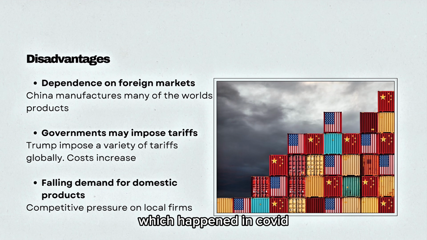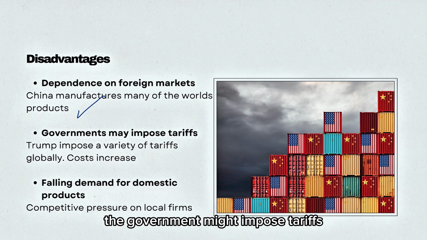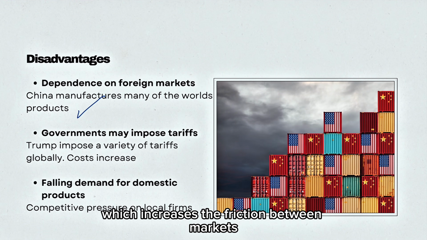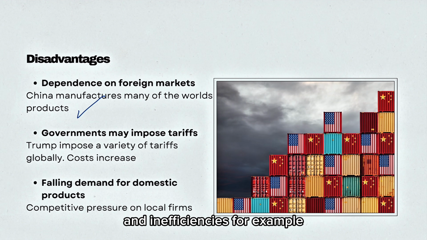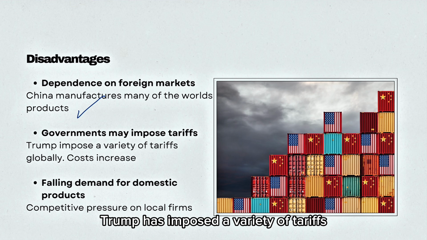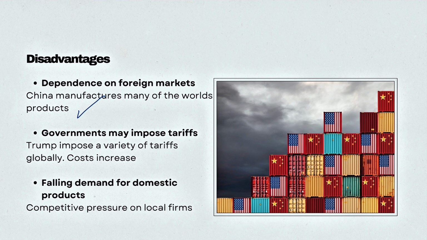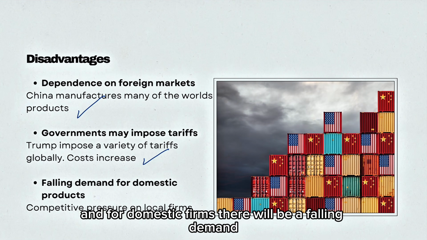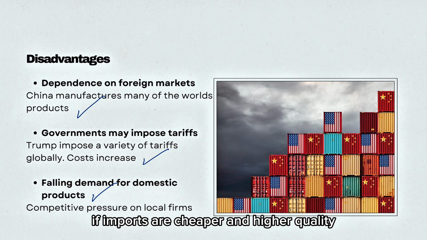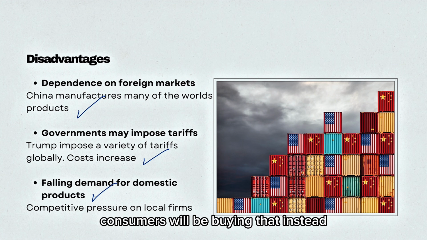which happened in COVID. The government might impose tariffs, which increases the cost of trade in general, which increases the friction between markets and inefficiencies. For example, Trump has imposed a variety of tariffs pretty much globally. And for domestic firms, there'll be a falling demand for their goods and services, purely because if imports are cheaper and higher quality, consumers will be buying that instead.